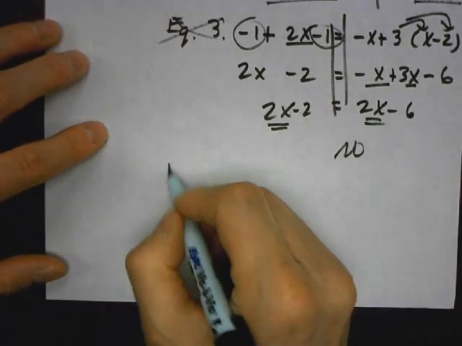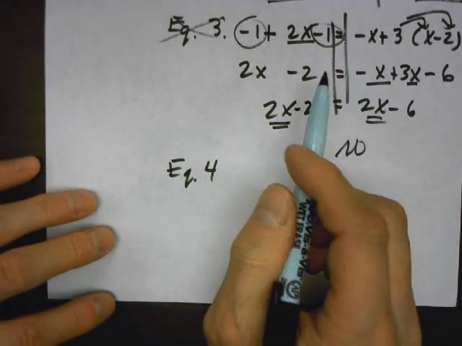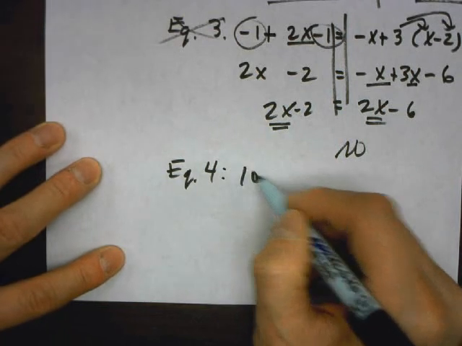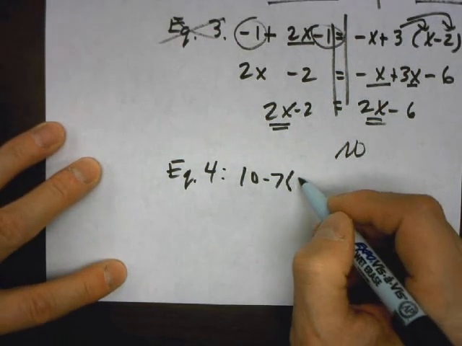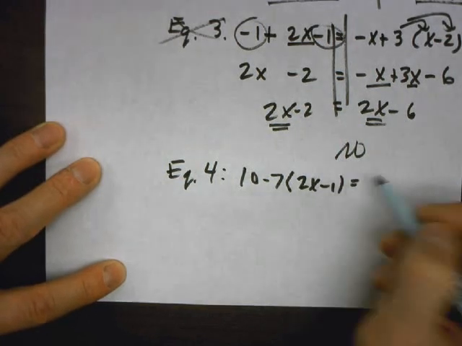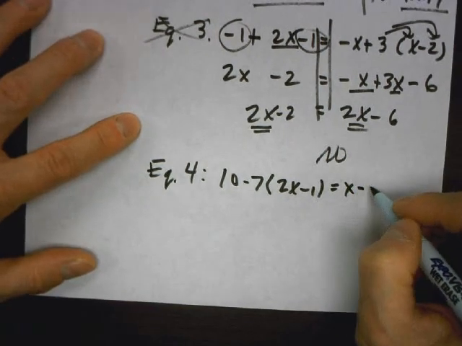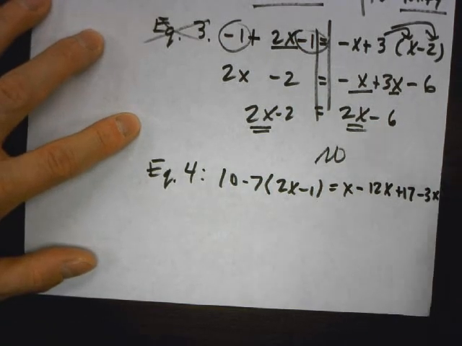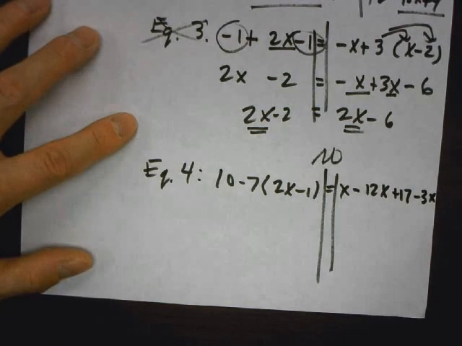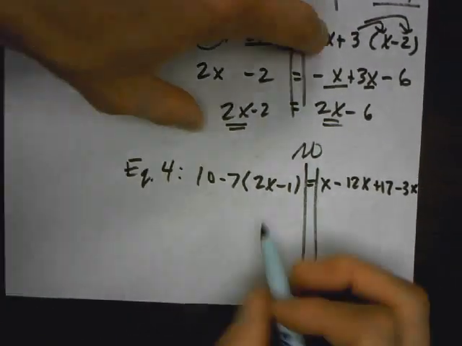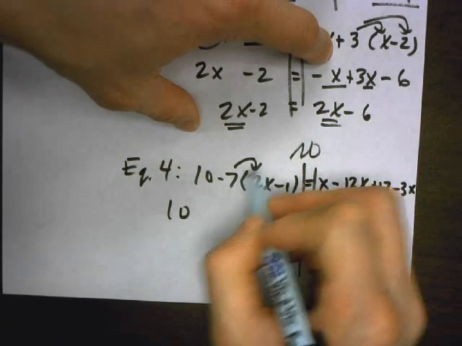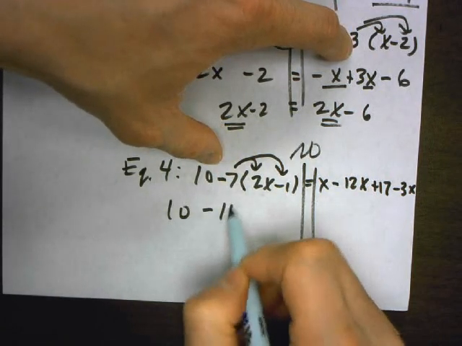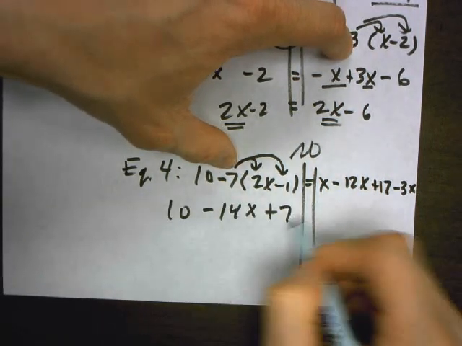Alright, so now we're on equation 4. So equation 4, we have 10 minus 7 times 2x minus 1 equals x minus 12x plus 17 minus 3x. So we're going to simplify both sides of this equation. So here I'm going to distribute a negative 7. Don't forget that minus sign. So negative 7 times positive 2x is negative 14x. Negative times negative is positive.